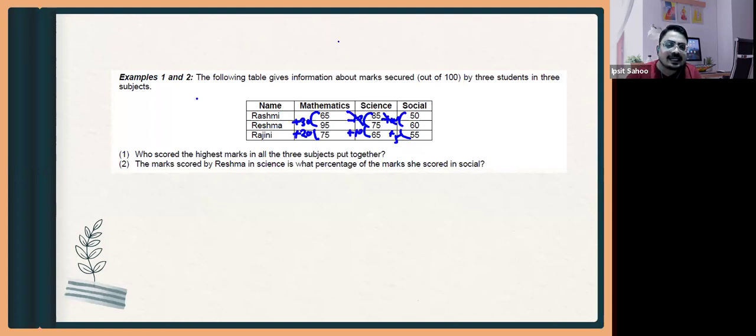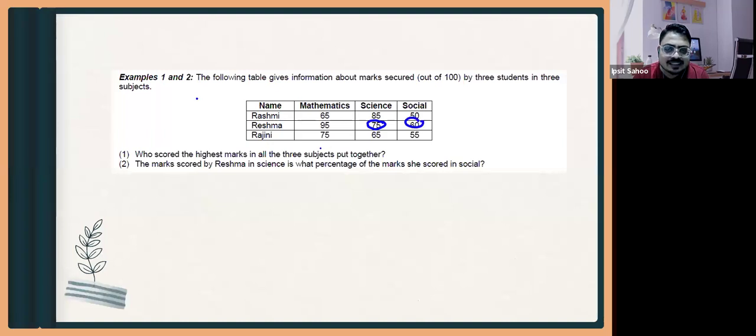So let us see the next question. What is given over here? The marks scored by Resma in science is what percentage of marks scored in social? So Resma in science, I'm erasing this one. So I'll be coming to Resma in science. That is 75. Is what percent of the mark scored in social? What is Resma's social mark?